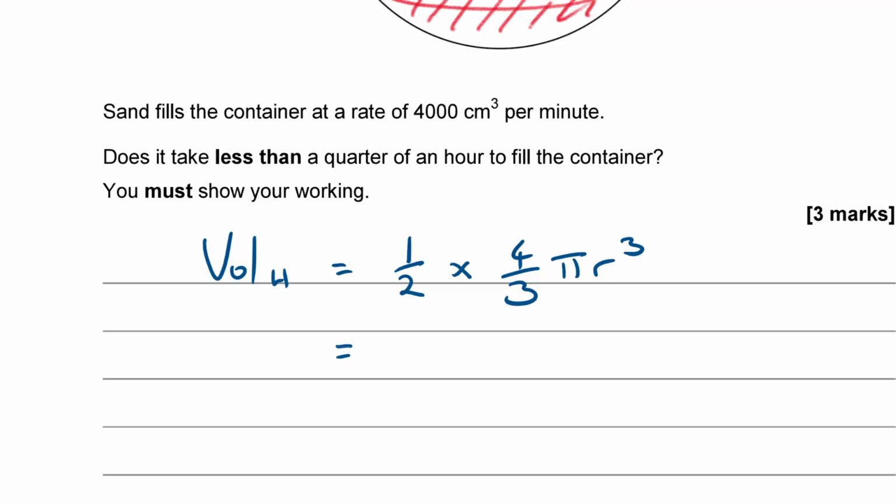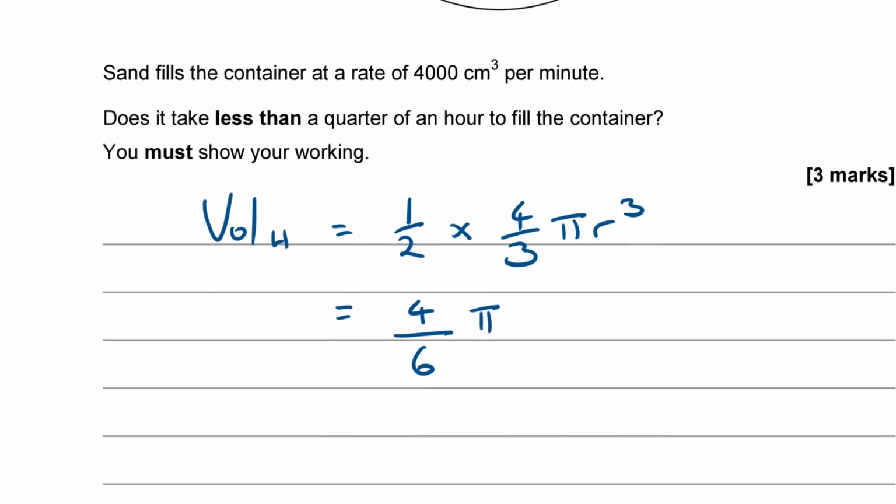That is just 4/6, isn't it? 1 times 4, 2 times 3 is 4/6. 4/6 of pi times r. What were we told? R was 30, wasn't it? So that's going to be 30 cubed. Okay.